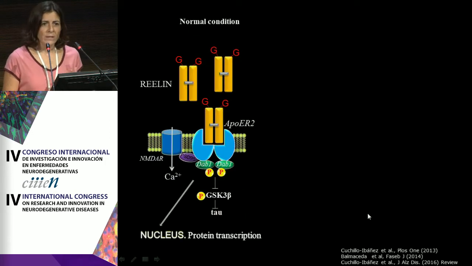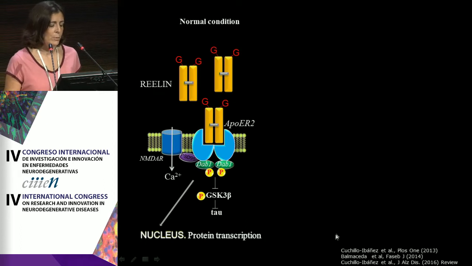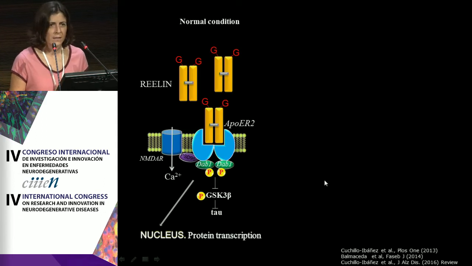Reelin is a protein that is secreted, is a glycoprotein, has at least 18 sites of glycosylation, and it forms dimers before binding to the receptor. The main receptor in central nervous system is the ApoER2. So Reelin binds to the receptor and initiates the signaling cascade. And the first step is the phosphorylation of Dab1, the adaptor protein. And this mechanism is common for all the signaling transductions in which Reelin is involved.